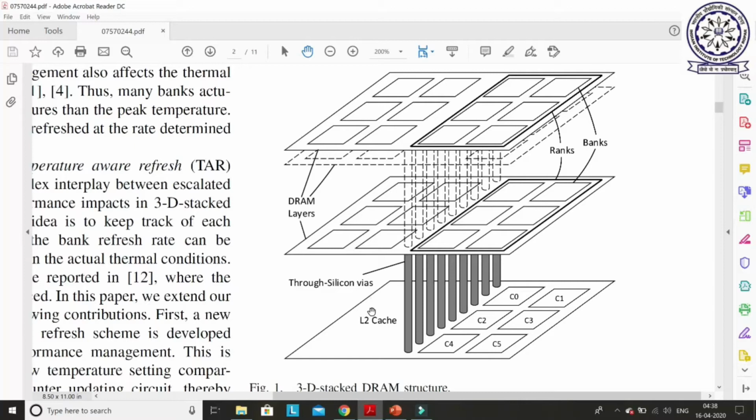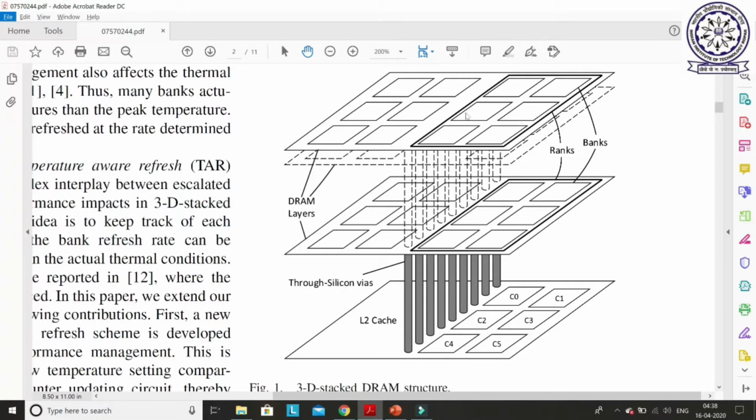And the L2 cache is also there. And this is a complete NUCA architecture that we have discussed in class. And on top of that, you can see there are some upper layers. These layers are all DRAM memories, and all these layers are connected with some vertical lines. They are called through silicon vias. All these things I already explained in class.